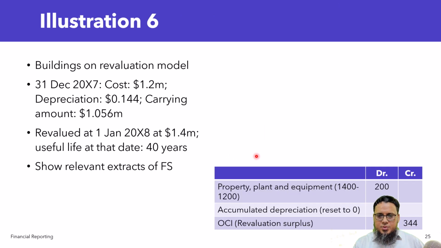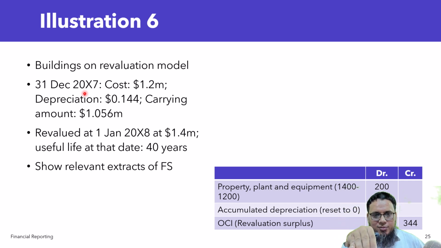Illustration. I'm sorry, this table is just showing because the animation effect has not been applied yet, but let's look at the facts. There's a building that's on the revaluation model. On 31st December 20x7, the cost of the building was $1.2 million. The depreciation was $144,000. Carrying amount was $1.056 million. This is 31st December 20x7.